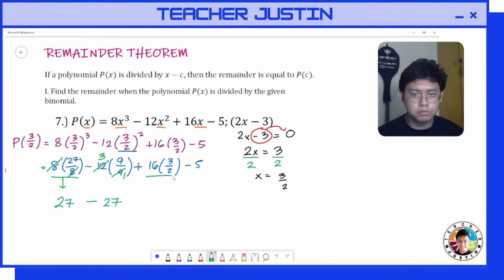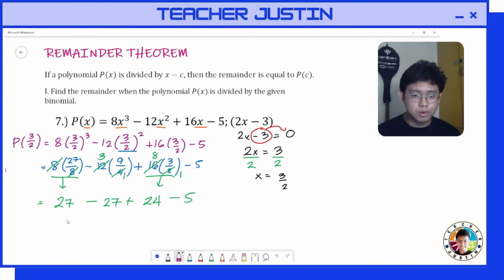Okay, next let's proceed to 16 times 3 over 2. Now let's simplify this. We can cancel 16 and 2 because they are both divisible by 2. We can divide 16 and 2 by 2. So 16 divided by 2 is 8, 2 divided by 2 is 1. Now, 8 times 3, that is 24. 24 divided by 1 is 24. So, positive 24. And then we just copy negative 5.